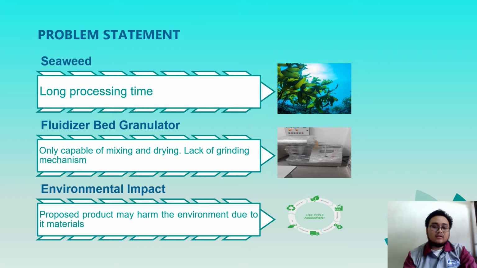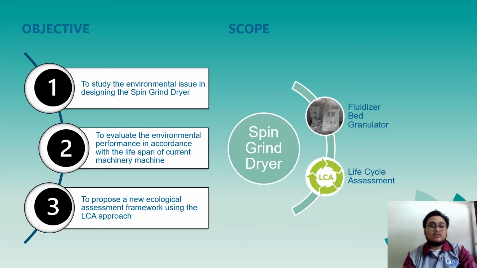The next one is the environmental impact. The proposed product may harm the environment due to its material. There are many cases where the product uses the LCA but does not fully utilize the LCA. The next one is the objective.